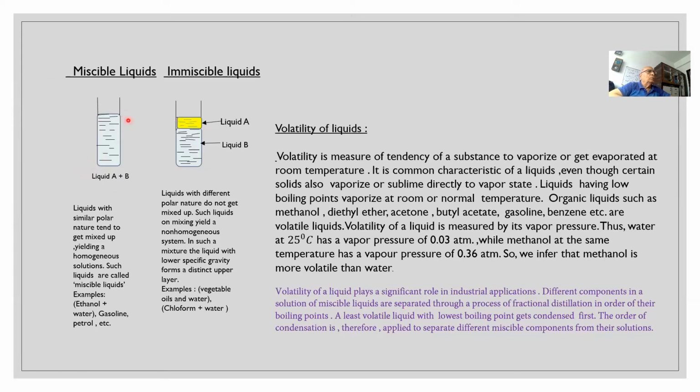This is just a representation here. There is a test tube having liquid A and liquid B, and it forms a miscible liquid. In the other case, there is an immiscible liquid. Liquids with different polar nature do not get mixed up. Wherever there is a difference in polarity, they do not get mixed up. If similar polarity is there, they will get mixed up.